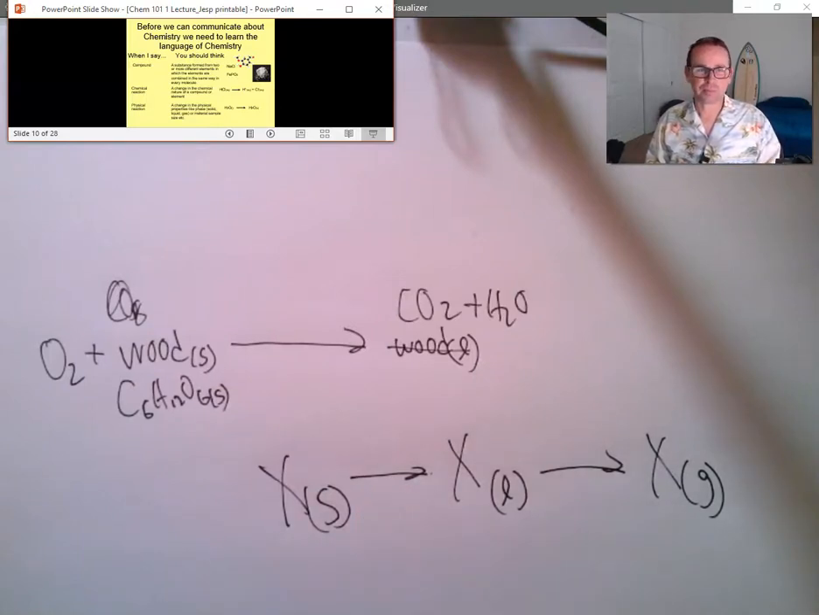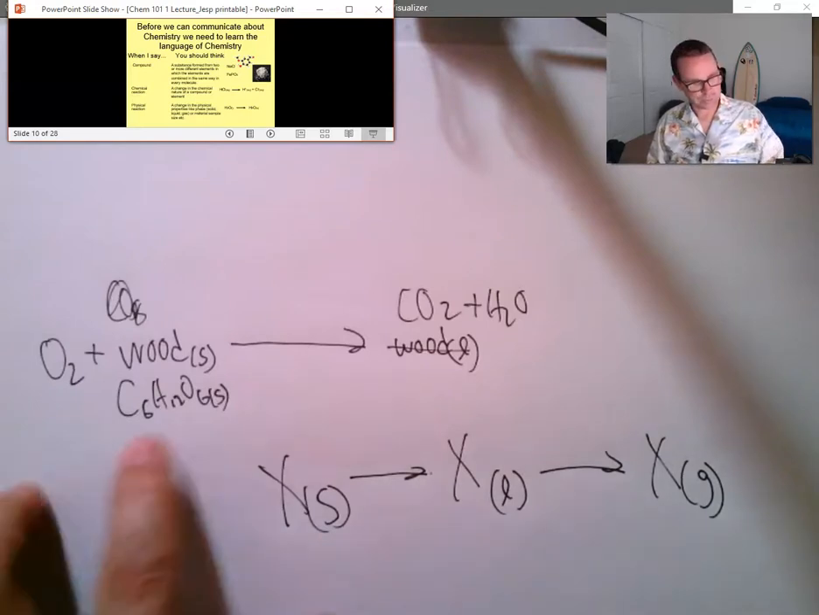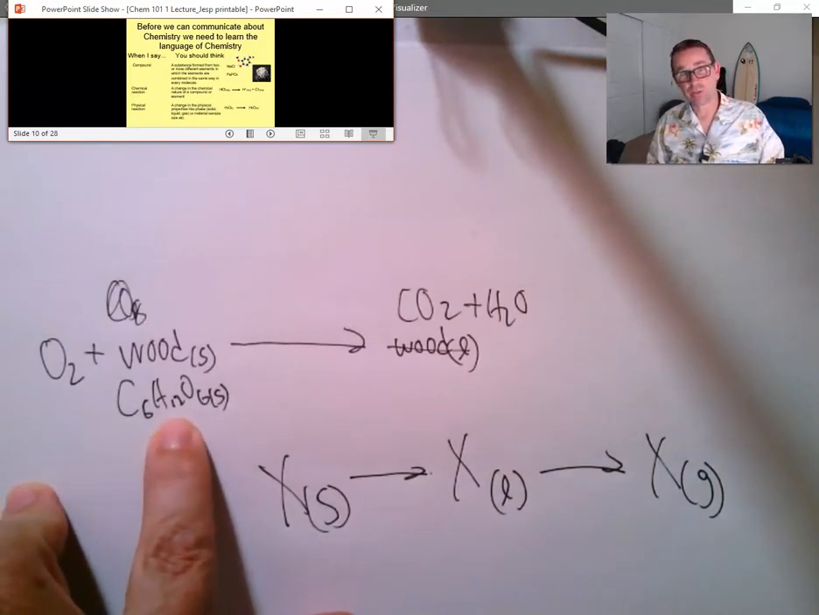So if each one is an element, by nature that's the simplest form of that kind of atom, then we're ensured that's going to all be a physical state, right? That's right. Whereas wood is not an element. That's right.